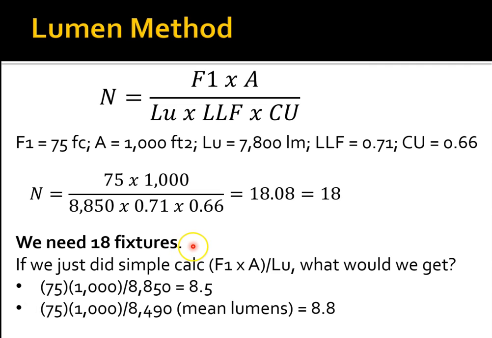So the point is, it's really important to consider these other factors. And they can obviously really reduce the effective illuminance, or the effective lumens, if you will, of the lamps in the fixtures. So really, really important to consider all of this.